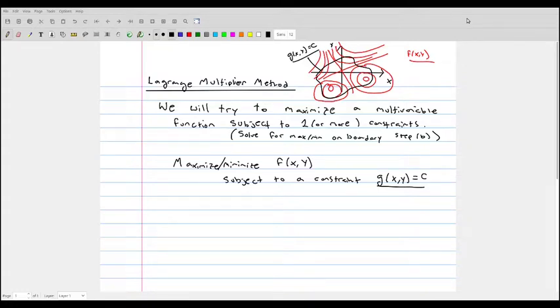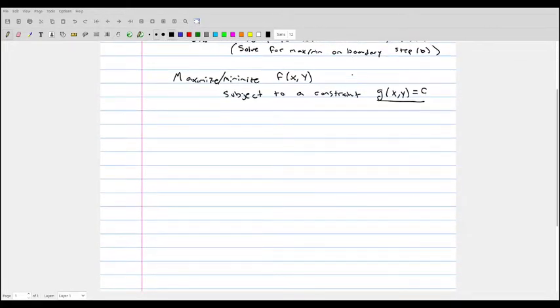In other words, if you only move on this black curve, g of x y equals c, what's the largest value of the function on this curve and only on the curve? If you just stay on the curve and only consider points on the curve. This is exactly what this method will answer for us. A problem like this is called a constrained optimization problem, because we're trying to optimize the function f subject to the constraint, or taking into account the constraint.